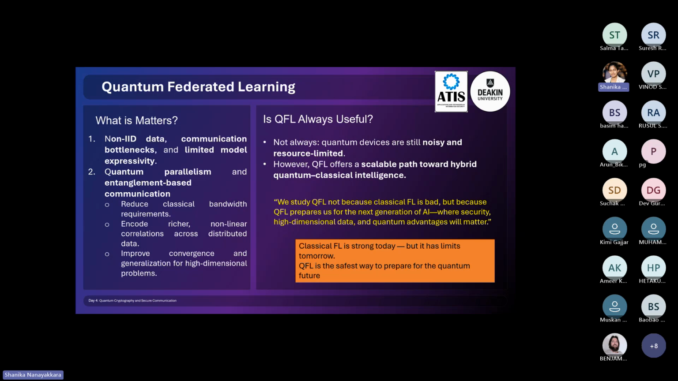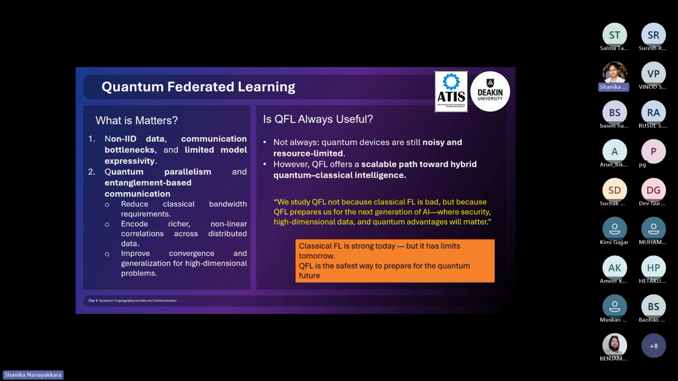This is why huge companies like IBM, Google, NASA, and some pharmaceutical companies, banks, and fraud detection companies are investing heavily in QML and also QFL. But some problems will only be solvable with quantum and federated methods. As I said, for example, I can say genomics, drug discovery, and finance.